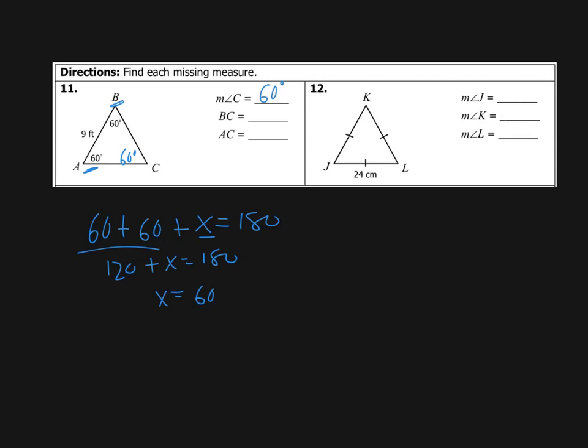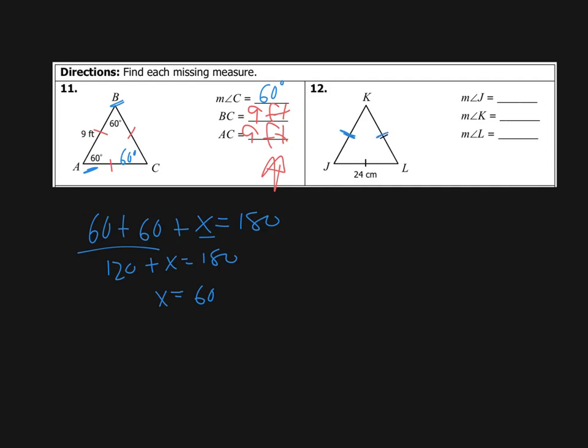At this point now, we understand that all the angles are congruent, so that means automatically all the sides are congruent. So BC then is 9 feet, and AC is 9 feet. Now it's really easy when it's equilateral and equiangular. And just to point out, we include the units when they do. Number 12, slightly different. By different also, I mean it's almost even easier.